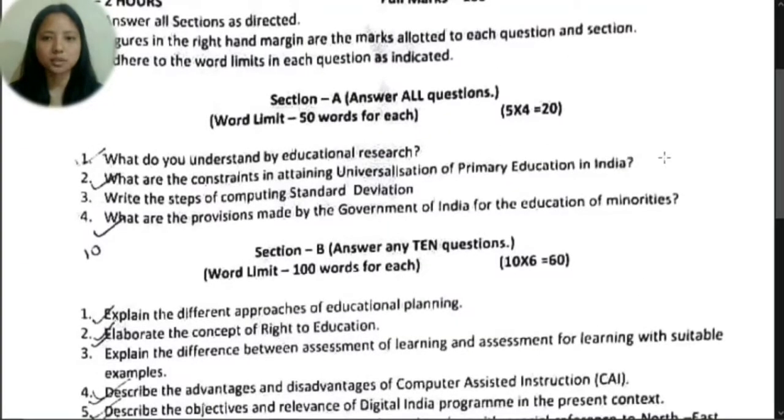So here in section A, you can see the instruction, answer all questions. So here there are 4 questions in total, each carrying 5 marks. The first question is, what do you understand by educational research? And question number 2 is, what are the constraints in attaining universalization of primary education in India? The third question is, write the steps of computing standard deviation. And the fourth question is, what are the provisions made by the government of India for education of minorities? So here you also have to write down the articles.